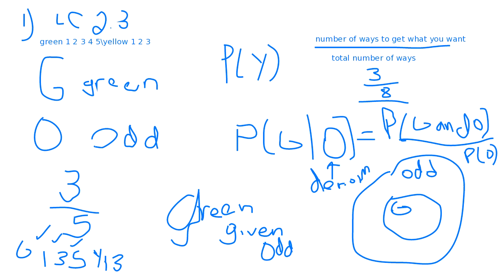Okay, so let's try this one. Same cards. So we had green 1, 2, 3, 4, 5, and yellow. I could make something else up, but I want to be kind of close so you can do the homework. I spelled yellow wrong. Well, we'll just continue. Okay, probability.